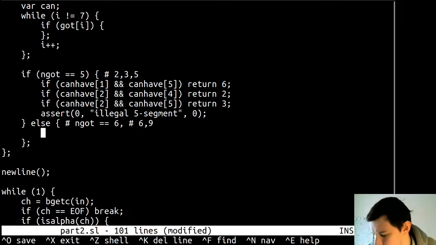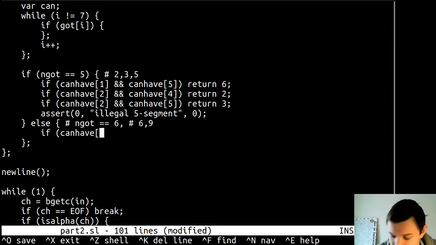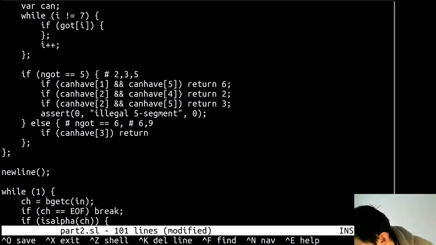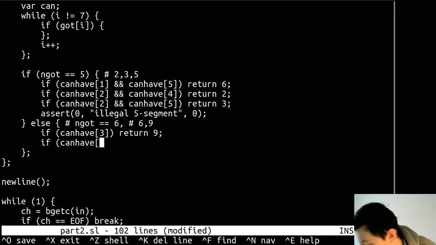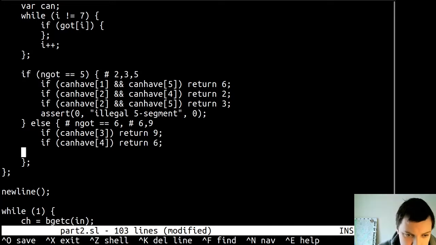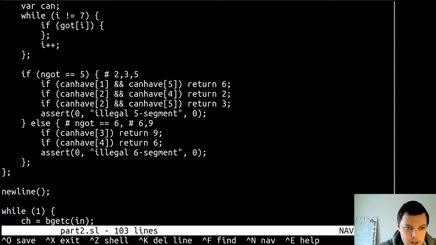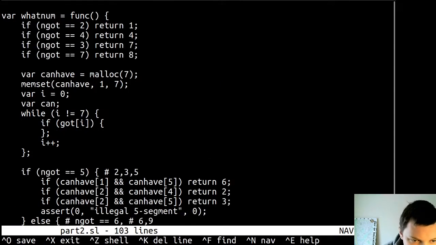Now if 6 are set, what are the cases? 6 and 9. So then it's only a question of D or E. So if we can have D, then it's 9. If we can have E, then it's 6. Otherwise something's gone wrong. So can have wants to tell us which segments we can have.